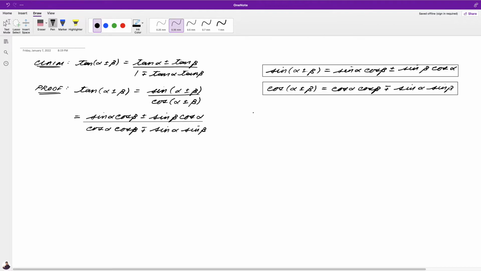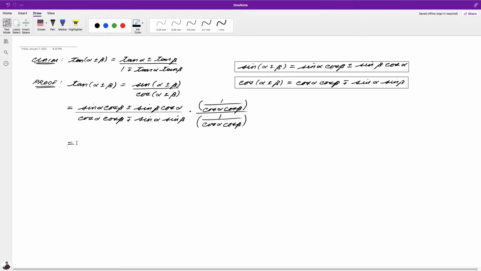Very good. So now, actually it's so simple. All we got to really do here is divide the top and the bottom by cosine alpha cosine beta, and we're going to be done. So let's multiply the top by 1 over cosine alpha cosine beta, and then the bottom also 1 over cosine alpha cosine beta. Okay, very good.